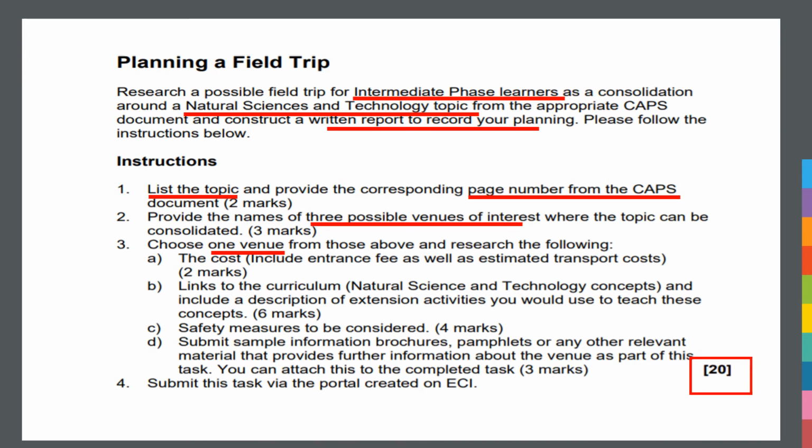Point D, submit sample information of brochures, pamphlets, and any other relevant material that provides further information about the venue as part of this task. And you can attach this to your completed task at the end for 3 marks. That would be any attachments that you'd like to add there. And this task is to be submitted via the portal created on ECI. And you have a total of 20 marks for this particular task on planning a field trip.